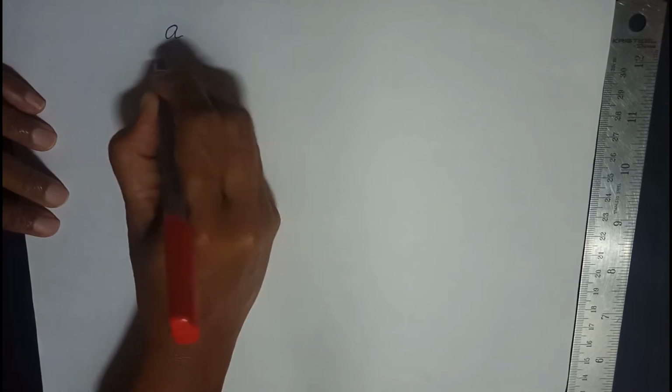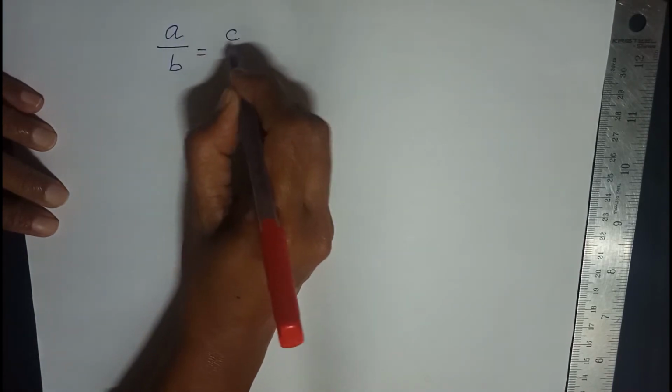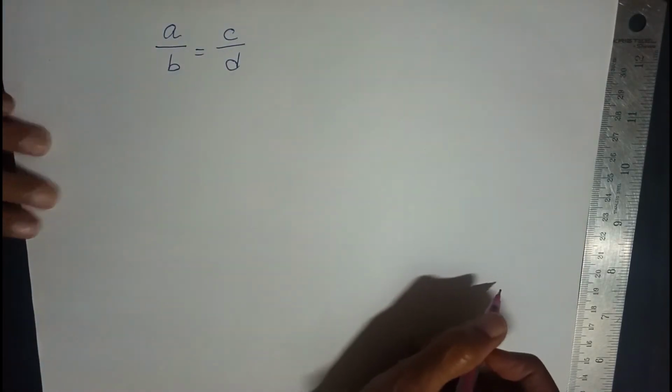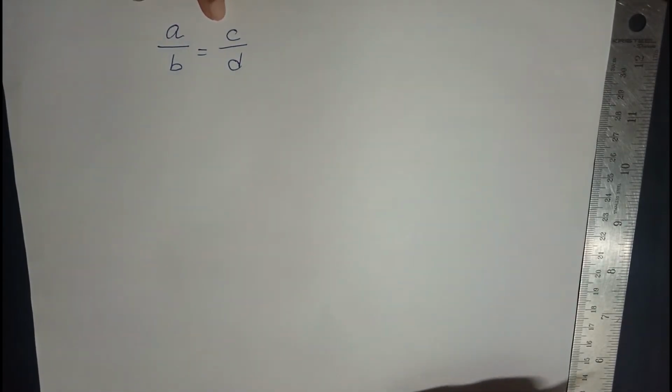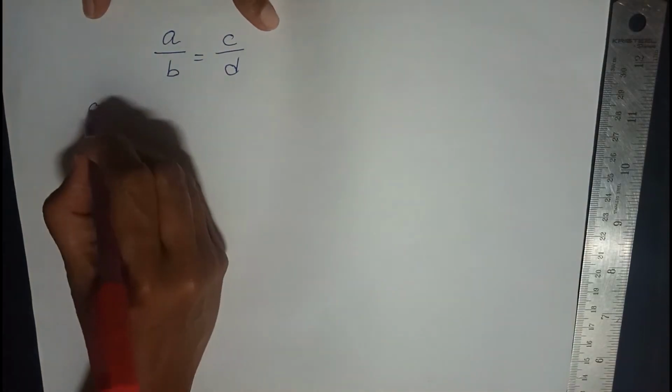In today's session, we will be doing operations on equal ratios. So what are equal ratios? Let us say we have two ratios, A upon B is equal to C upon D. So these are two ratios which are equal, and then what are the various operations that we can do on it? So let's see one by one.